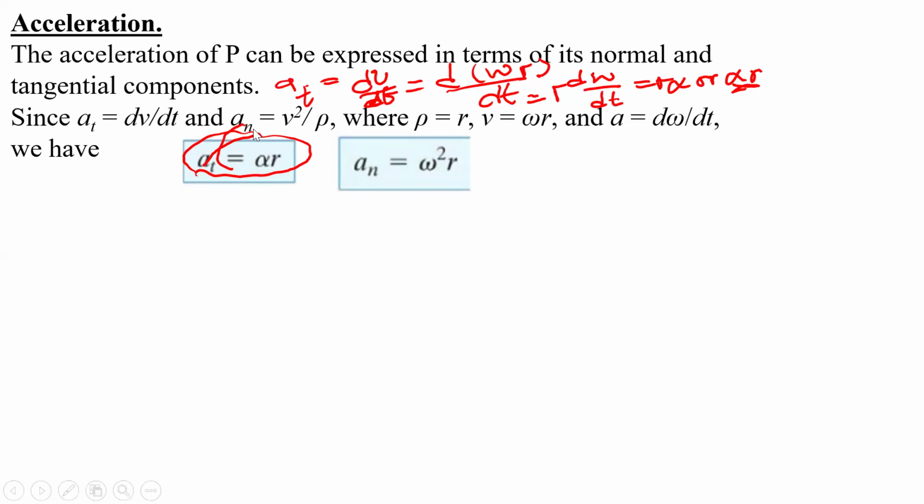Then we now say that the normal acceleration AN is equal to V squared over rho, and V is omega R, which gives omega squared R squared over R. So this R will cancel out, and we now have omega squared R.